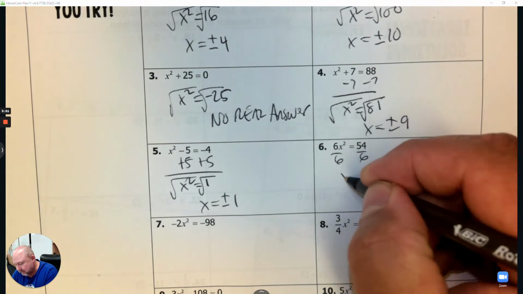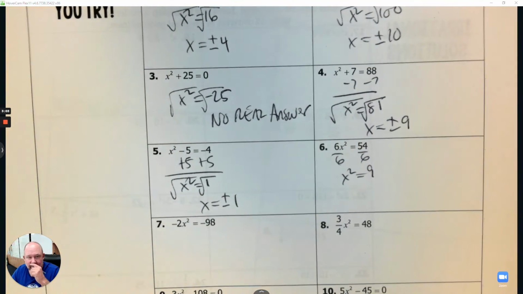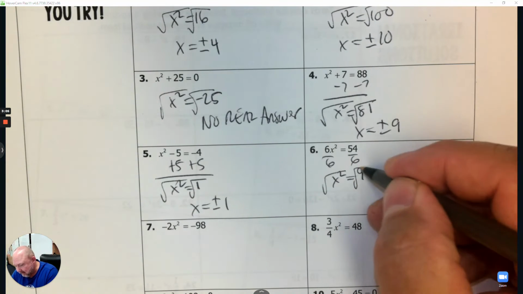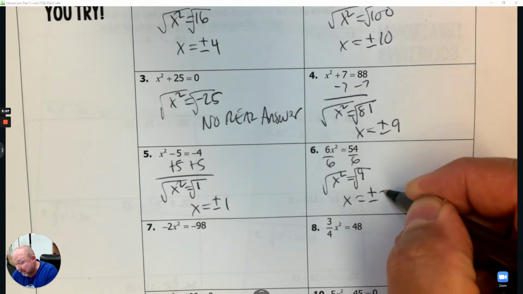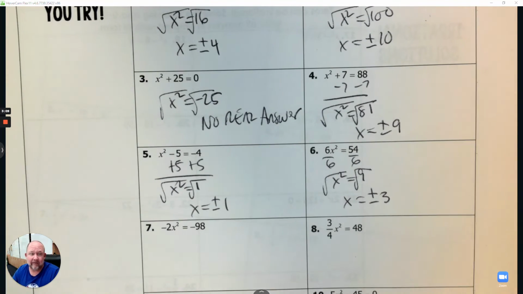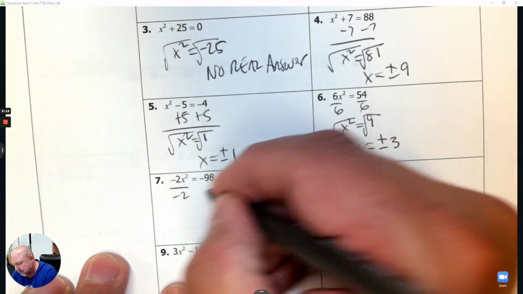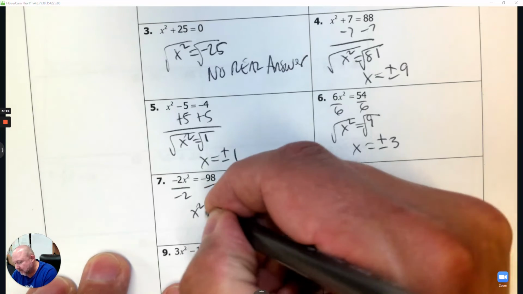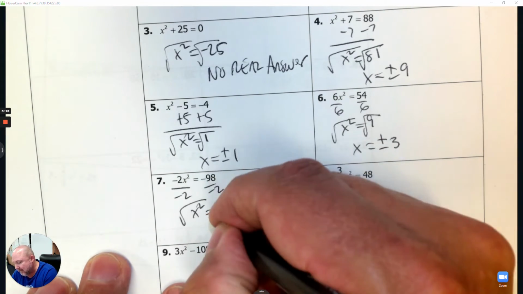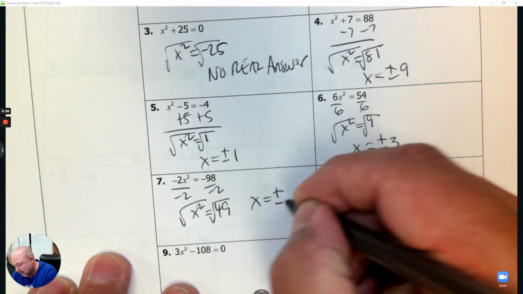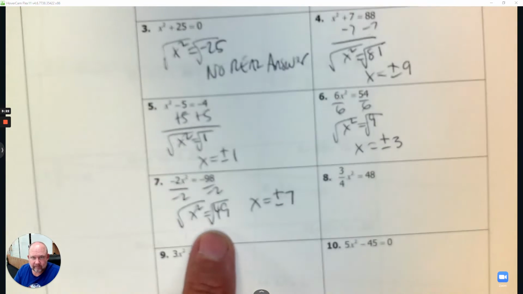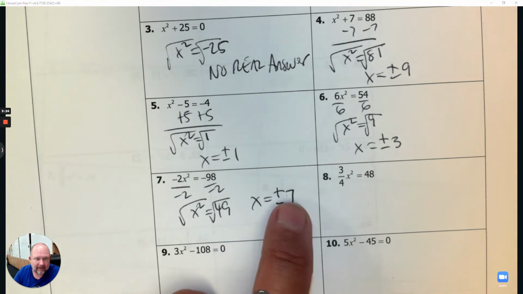Divide by 6, and then square root. We're trying to get x squared by itself. We're remembering the answer could be positive or negative, and there's our answer. Again, x squared by itself. Divide by negative 2, and negative divided by negative is positive, and then square root. Positive or negative, and the number times itself, 49, is 7.